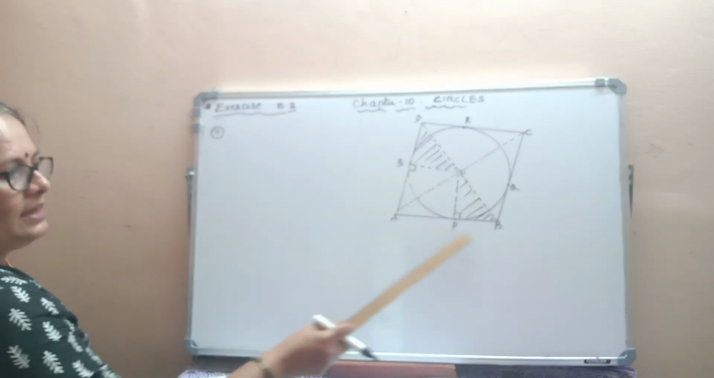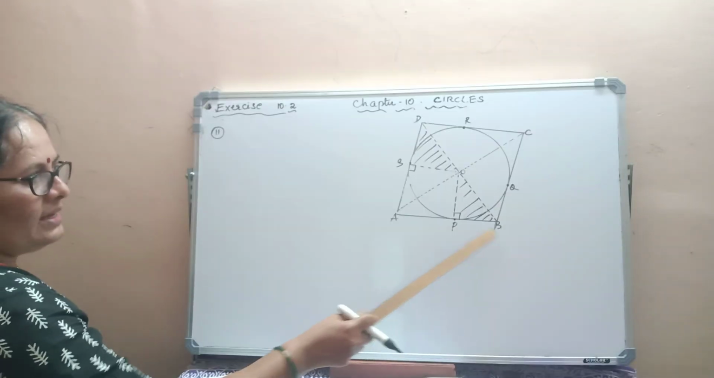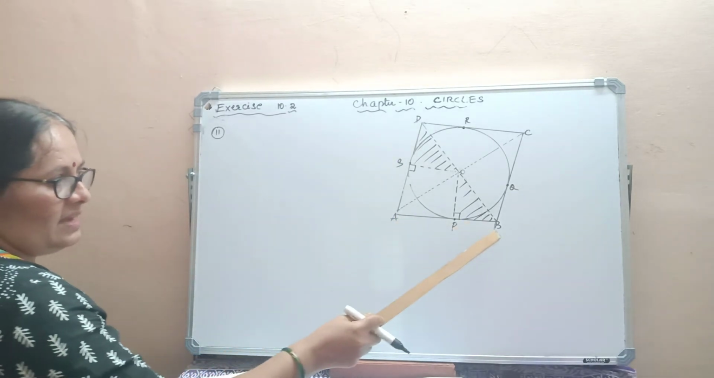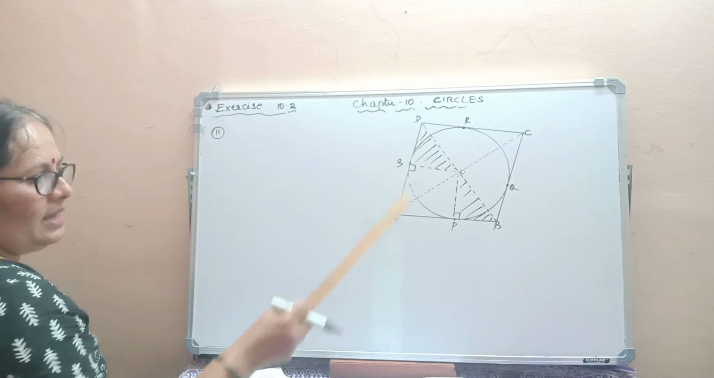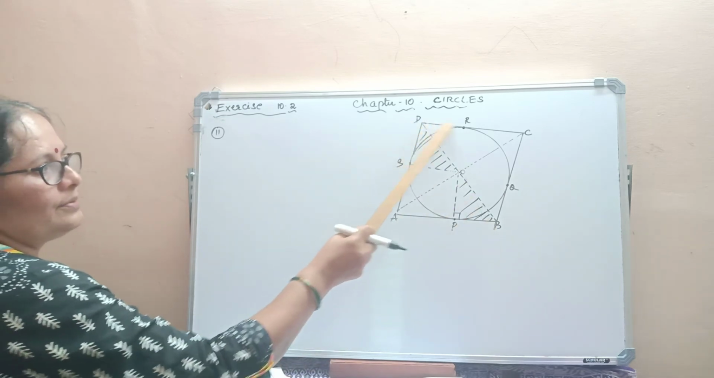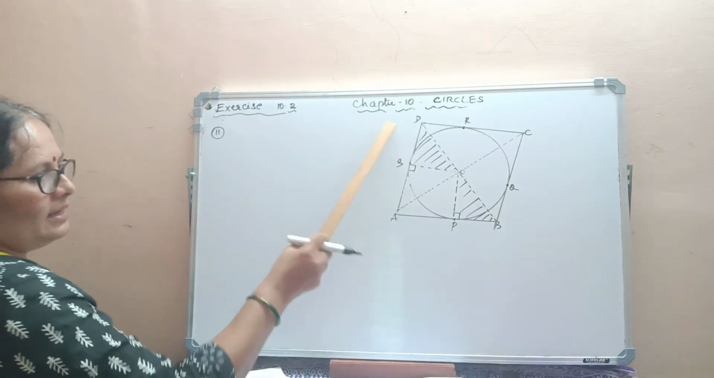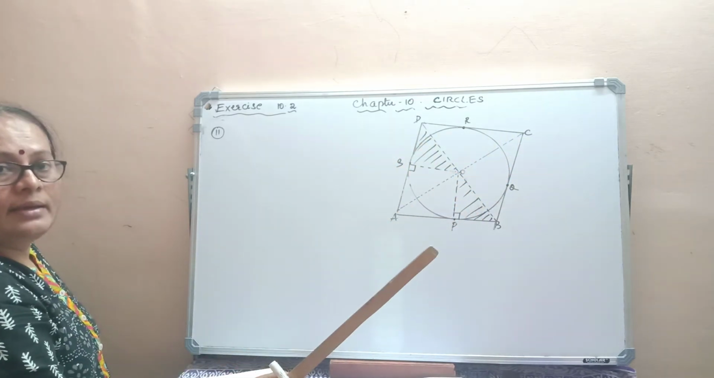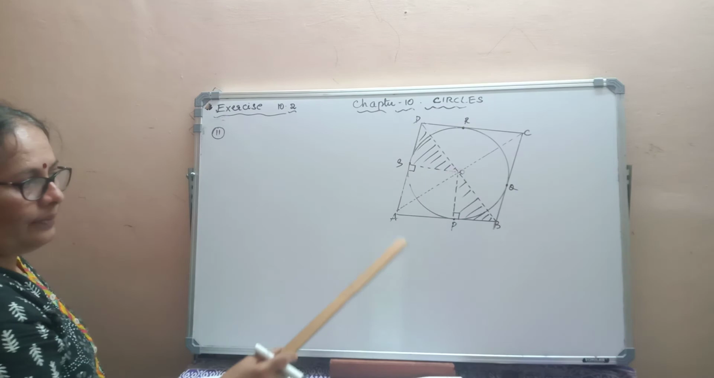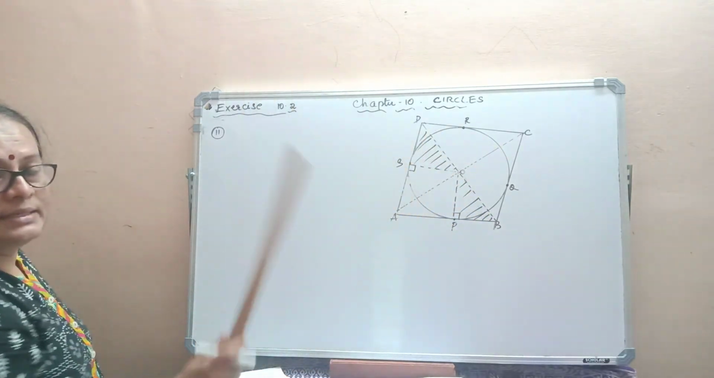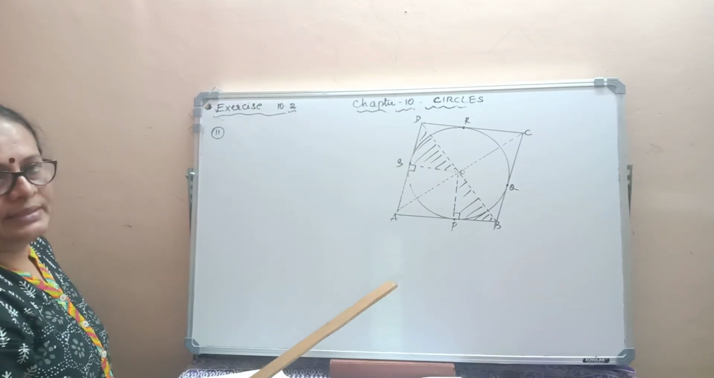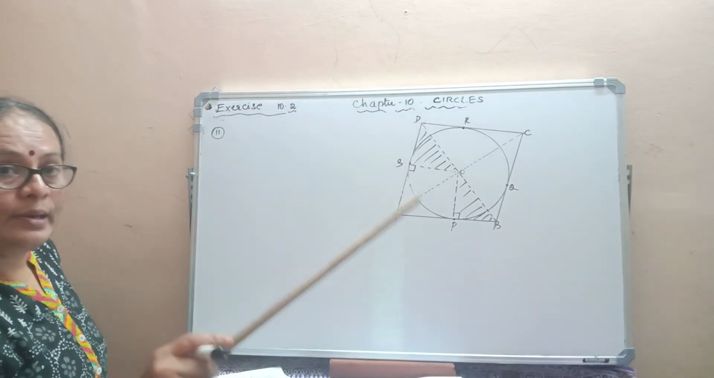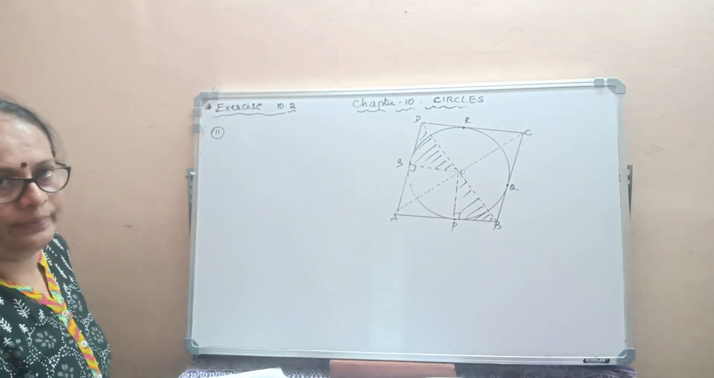So here, we proved that AB equals AD. AB is equal to CD and AD is equal to BC. It means all the four sides are equal. Therefore, ABCD is a rhombus. It is not just a parallelogram, it is a rhombus.